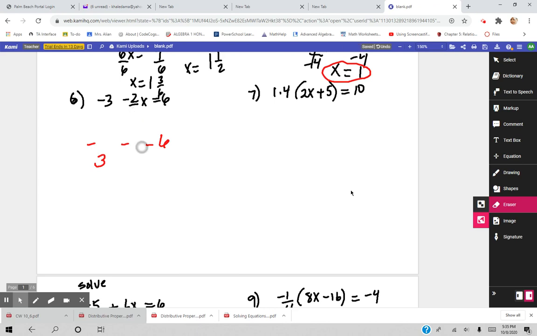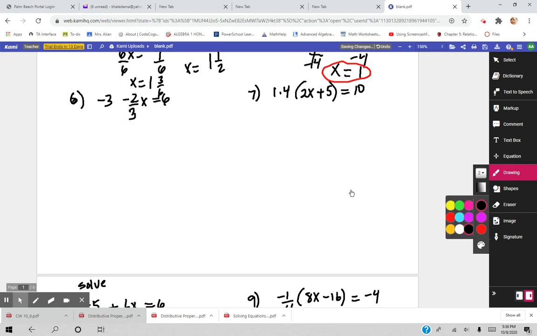So let me erase this. What was that? 3? I think I erased the 2/3. Let me check. Yeah, that should be a 3. Okay, so you're going to create a zero pair first. You're going to add 3 here to eliminate that -3 and add 3 here. So now that's gone. Now you have -2/3 x equals 9.